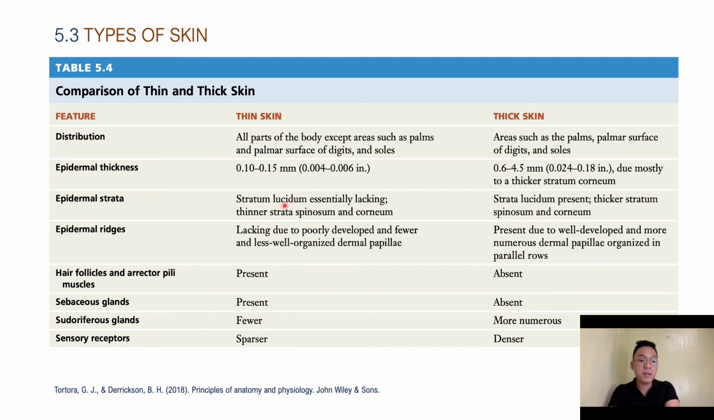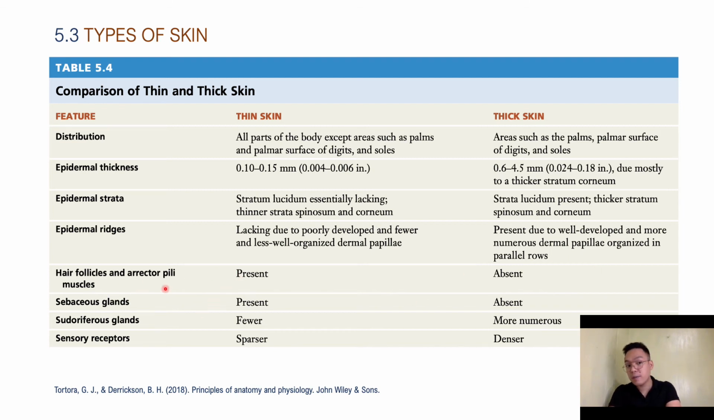Epidermal strata: in your thin skin, the stratum lucidum is essentially lacking, with thinner strata spinosum and corneum. In your thick skin, stratum lucidum is present, with a thicker stratum spinosum and corneum. Epidermal ridges are lacking in thin skin due to poorly developed, fewer, and less well-organized dermal papillae. In thick skin, they are present, due to well-developed and more numerous dermal papillae organized in parallel rows.